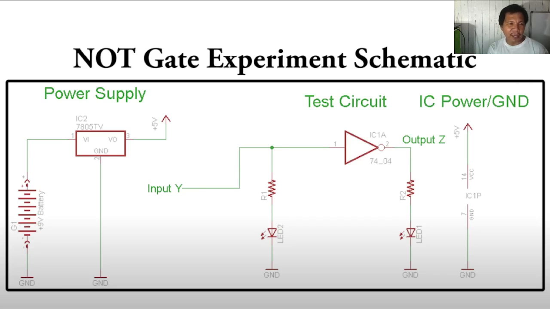Okay, now this is the NOT gate experiment schematic. This is very simple. You only have one LED as the input and one LED as the output. The resistors are for current limiting. Now, take note of the symbol. We will be using this NOT gate connected to pin 1 and pin 2.